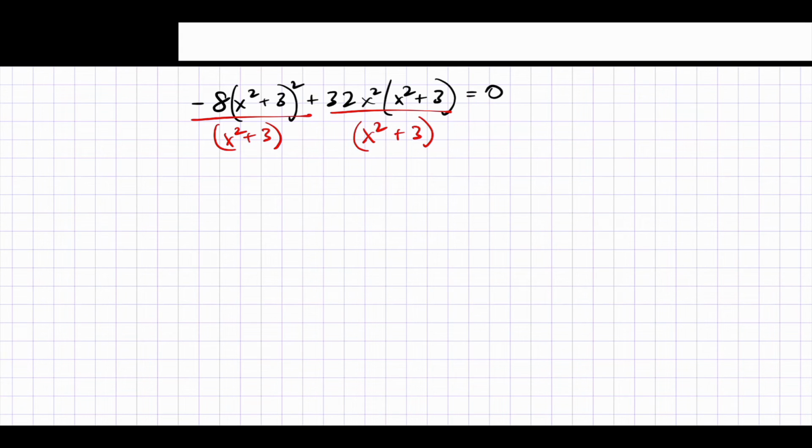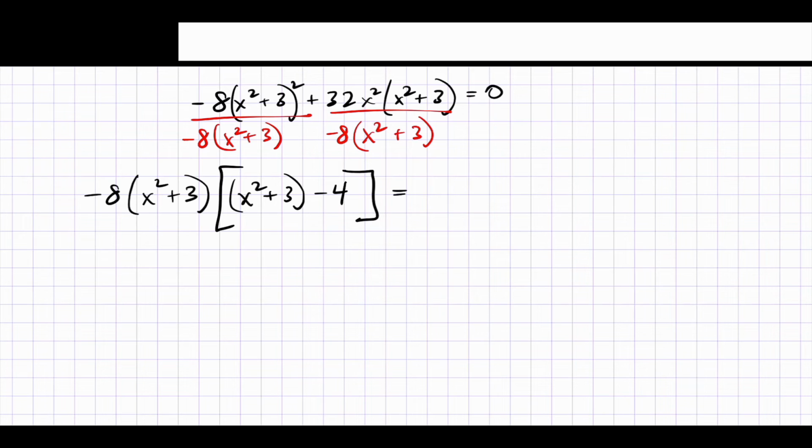Yeah, you can also do that. You can also divide by a negative 8 because they can both be divided by 8 as well. Good. As big as you can. Take out the biggest chunk you can. So we're going to have negative 8 times x squared plus 3. So that just leaves 1 power of x squared plus 3. And then over here, you're just going to have a negative 4. Oh, yeah. Thank you.